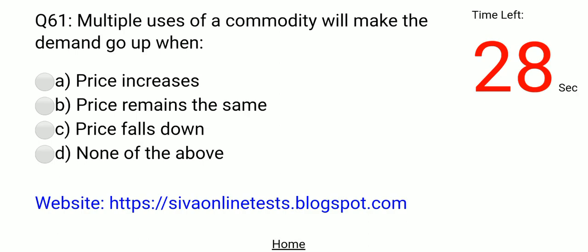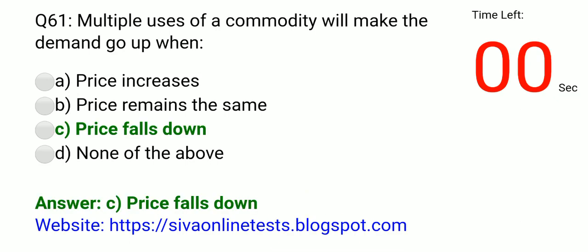Question 61. Multiple uses of a commodity will make the demand go up when. Options. A. Price increases. B. Price remains the same. C. Price falls down. D. None of the above. Answer. C. Price falls down.